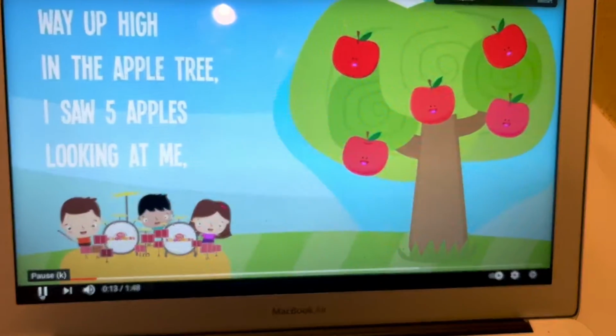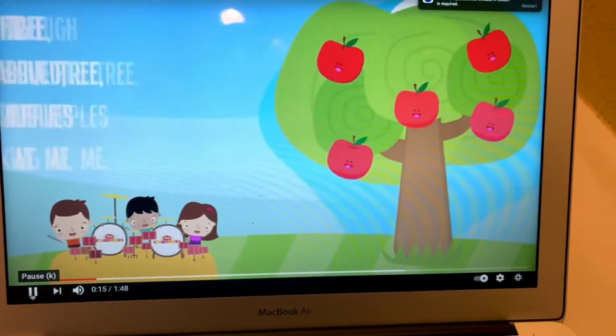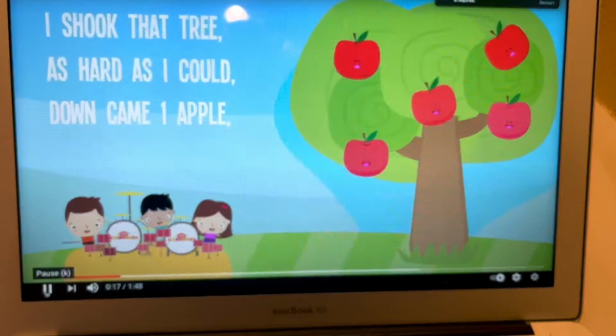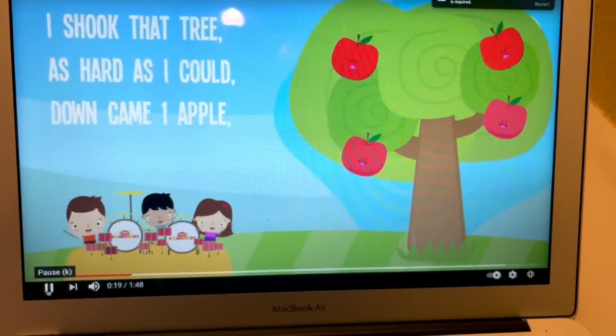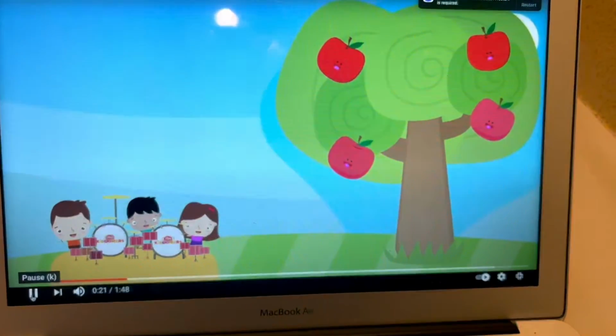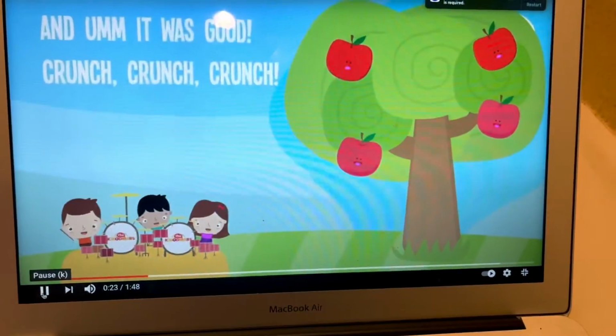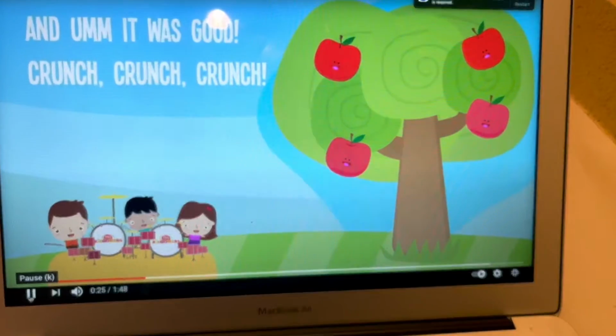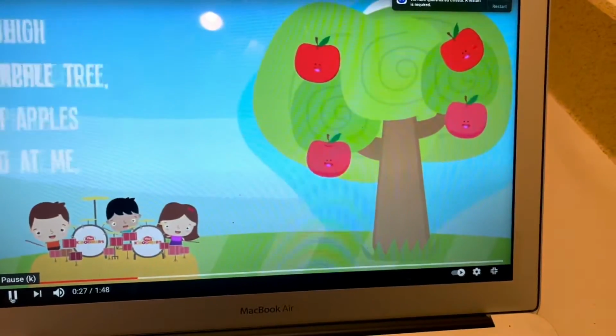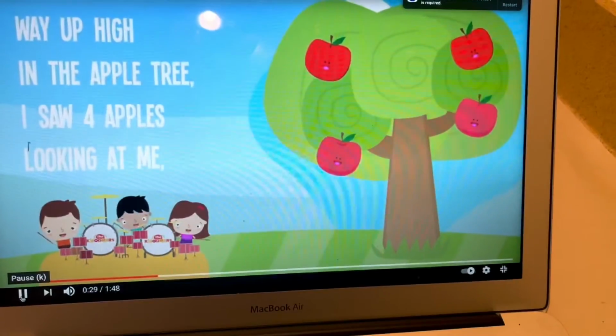I saw 5 apples looking at me. I shook that tree as hard as I could. Down came 1 apple, and it was good. Crunch, crunch, crunch. Way up high in the apple tree.